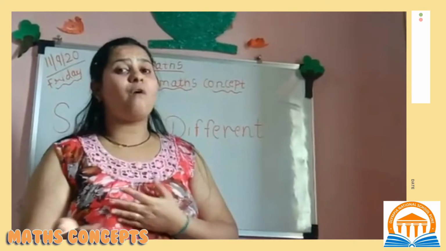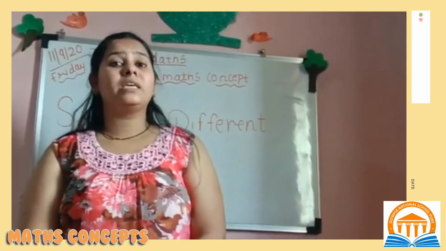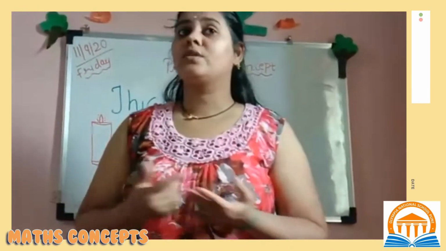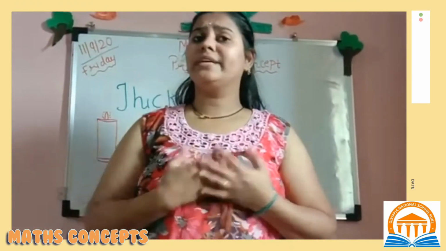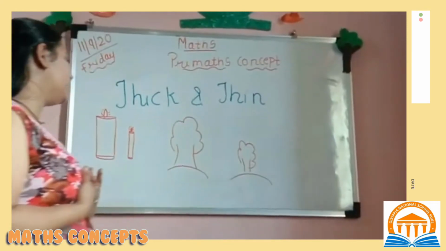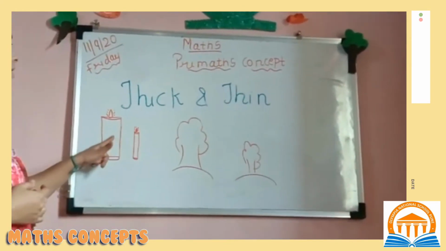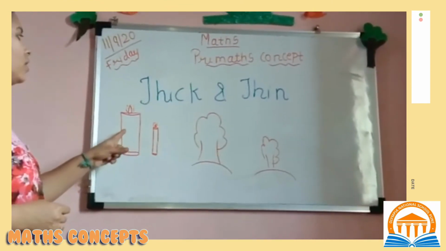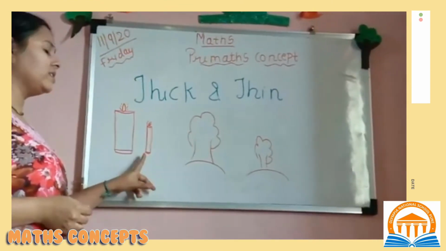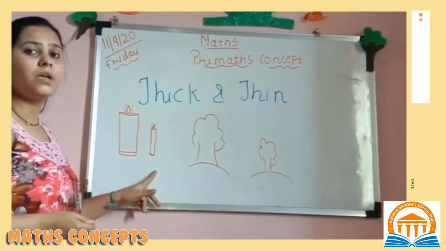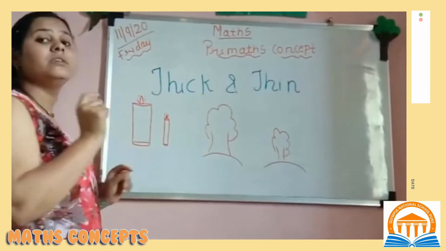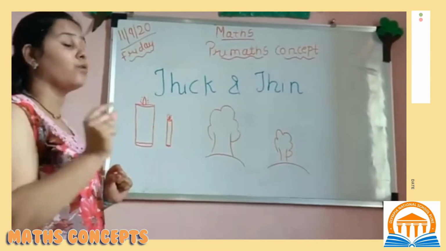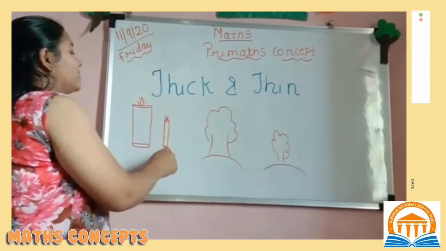Now let us move forward and learn about thick and thin. Let us see some examples of thick and thin. Here you can see a candle, right? This candle we will call thick and this candle we will call thin. This candle is broad and this candle is narrow. So this is thick and this is thin.